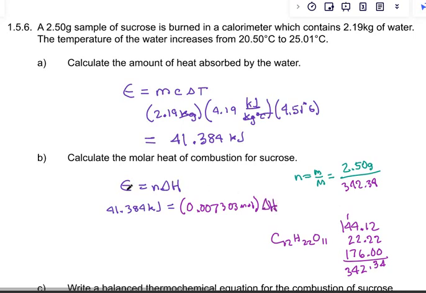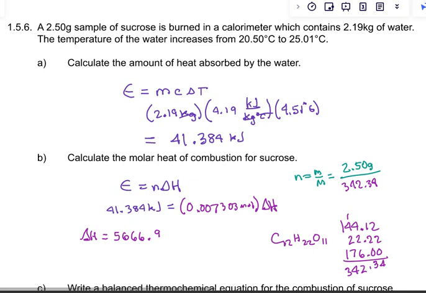So total energy, there it is. Number of moles, there it is. Delta H, don't know, I want to find it. So that's our delta H that we're solving for. We solve this by dividing both sides by 0.007303, and that gives us 41.384 divided by 0.007303, delta H equals 5,666.9.